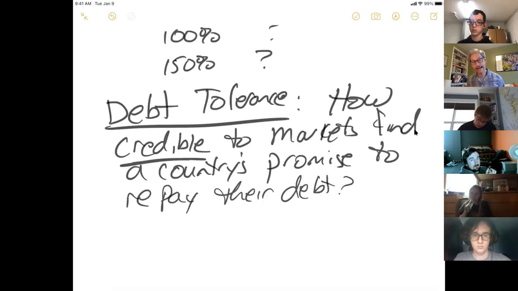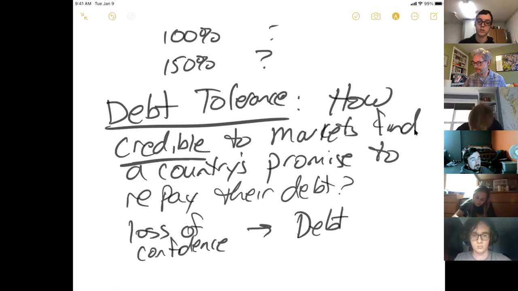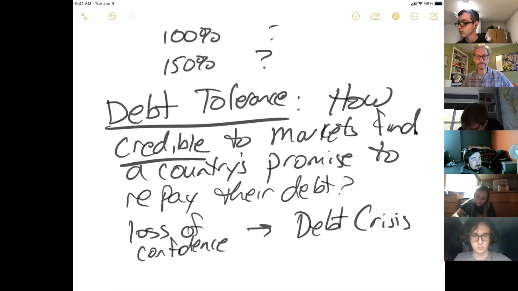When they lose that confidence, that's when you have a debt crisis. It's the loss of confidence that almost always leads to a debt crisis. It's not hitting a magic number. It's something occurs that causes markets to lose confidence.